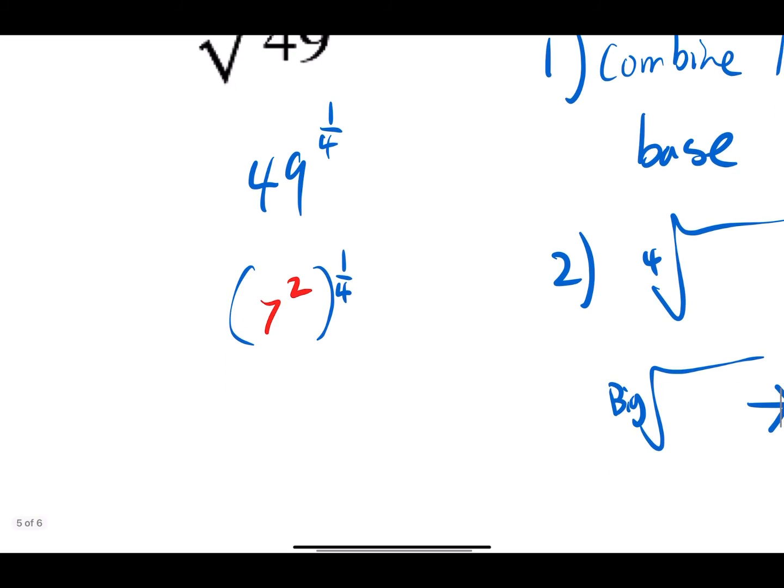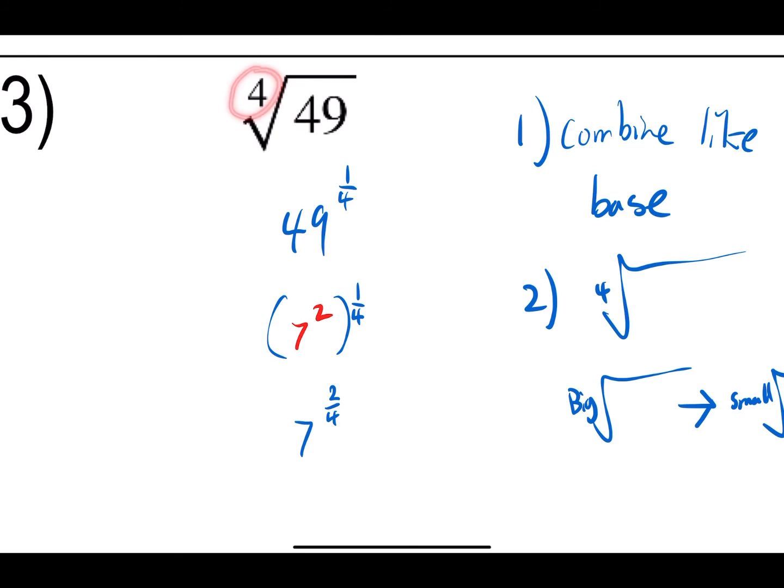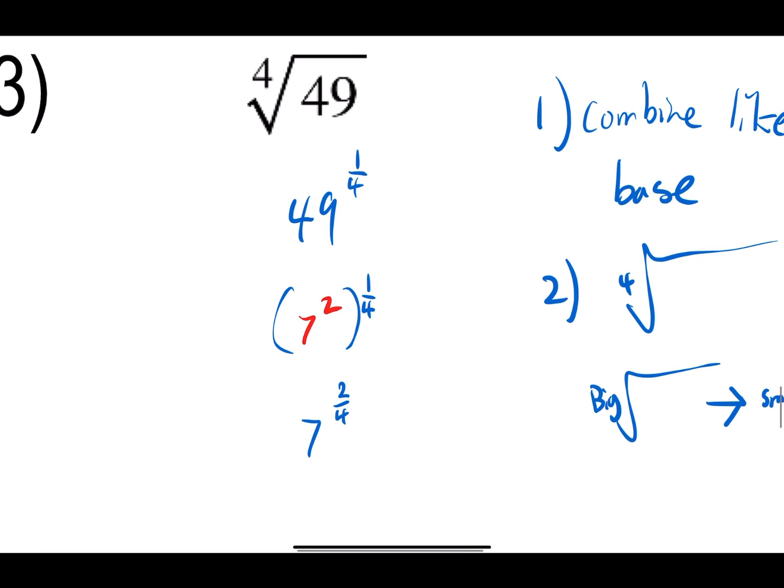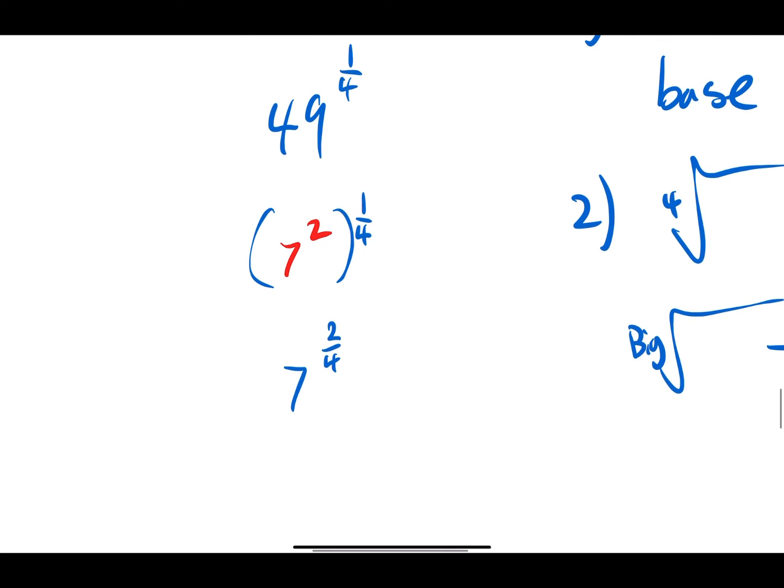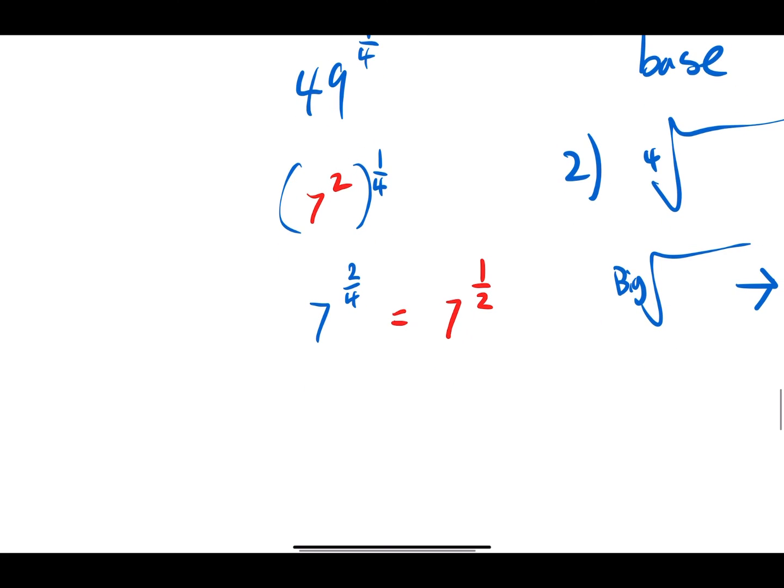Now, how does a power to a power interact? We multiply. And 2 times 1/4 is 2/4. And we've done it because we wanted to make that 4, that index of our radical, smaller if possible. And because 49 can be written as 7 squared, they interact with each other like a fraction. Something squared, 4th root, interact by reducing. And we're left with 7 to the 1/2 power, or in other words, the square root of 7.